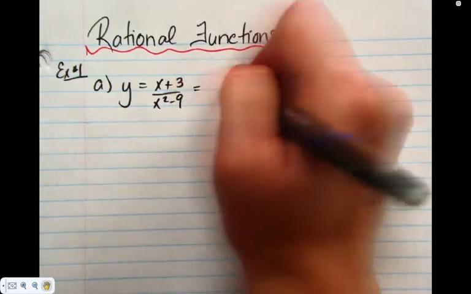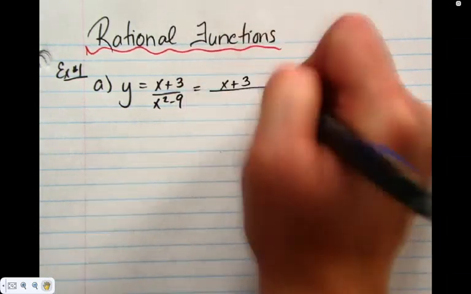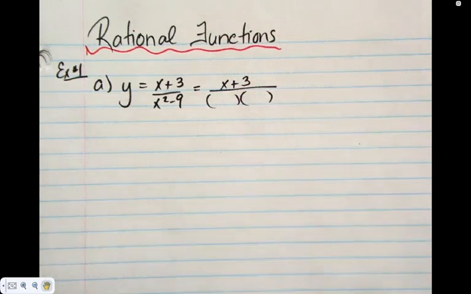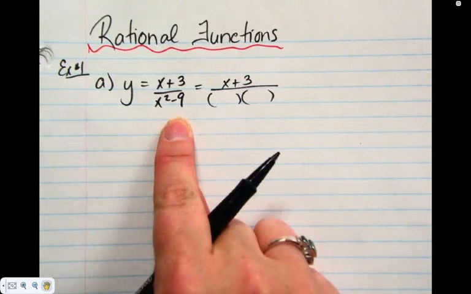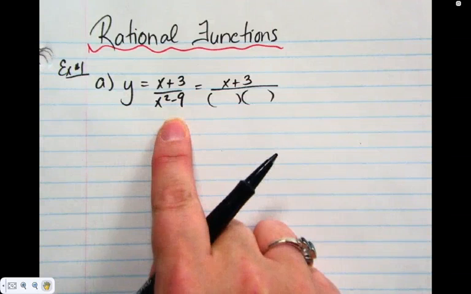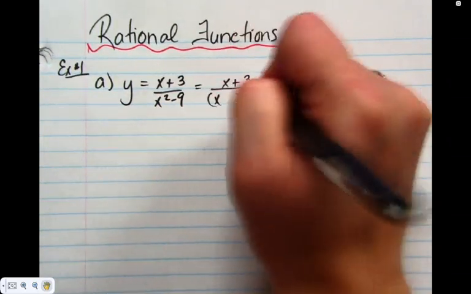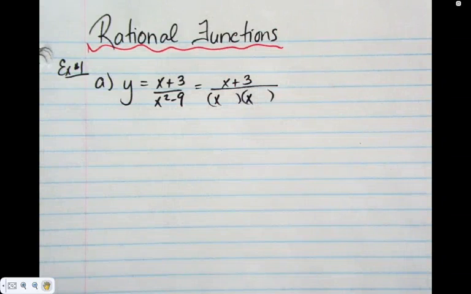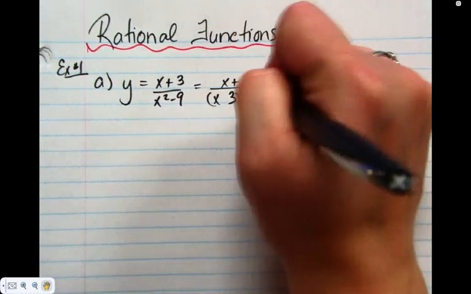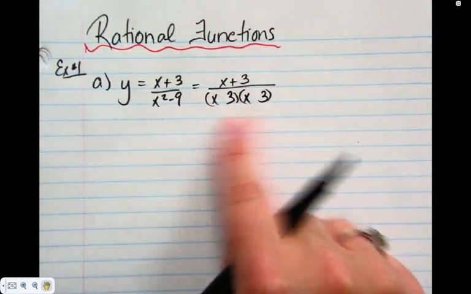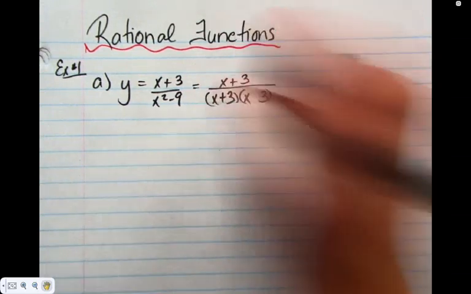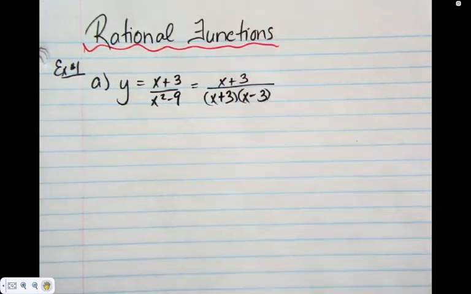Anyone remember what kind of factoring's on the bottom? What's it called? Kind of. Not perfect squares, but difference of squares. Difference of squares are when you have two terms, they're both perfect squares, and you have a negative in the middle. So we take the square root of x squared, which is x and x. We take the square root of 9, which is 3 and 3. And what do the signs always have to be? Positive and negative.